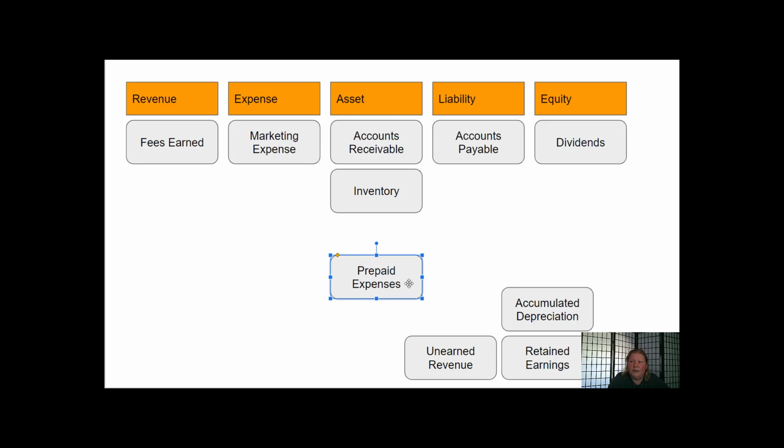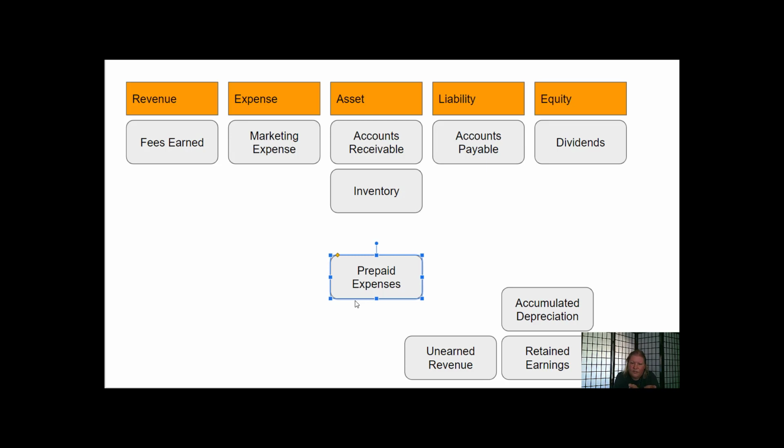Like, what happens if you prepay your insurance, or you prepay your taxes, or you buy a gift card, right? I have money with a company, but I haven't used up that value yet. An expense is something I purchase that helps me generate revenue, right? But if it's prepaid, I haven't used it yet, so it can't be an expense.